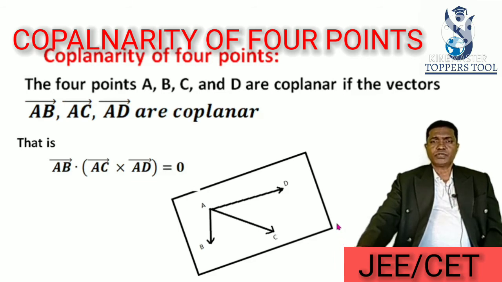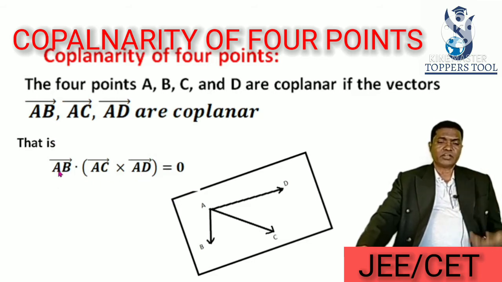What you have to show is that the triple product of the vectors AB, AC, AD is equal to 0. Or you can show that the triple product of BA, BC, BD is equal to 0. If you show it in this fashion, then it implies that the 4 points are coplanar. So whenever you are asked to show that 4 points are coplanar, you have to show that this triple product is 0.